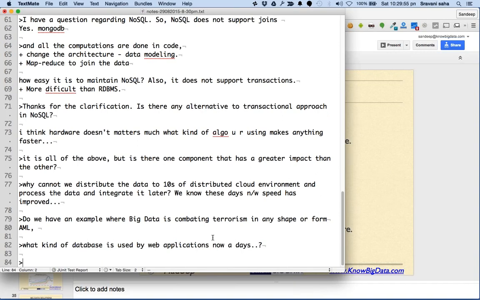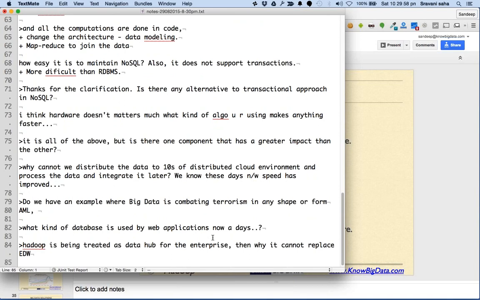Lloyd's point is that Hadoop is being treated as a data hub for the enterprise, so why can it not replace the EDW? EDW, enterprise data warehousing, stores strongly relational and transactional data. If there is a need for transactional and relational data, then it doesn't make sense to move all of it to Hadoop. Although part of the EDW will move to Hadoop, not completely. Very good point, thank you. Makes sense, Lloyd?